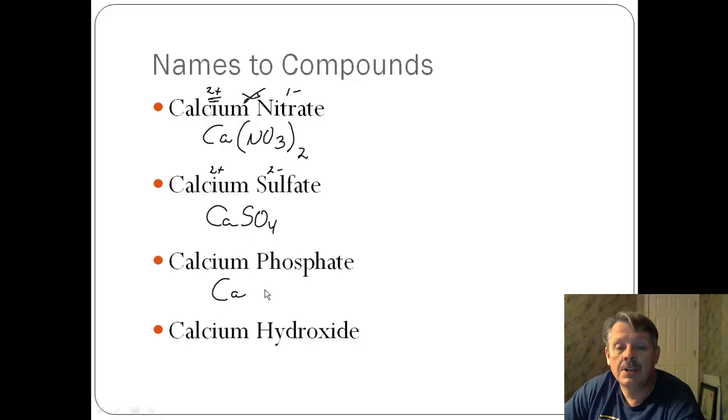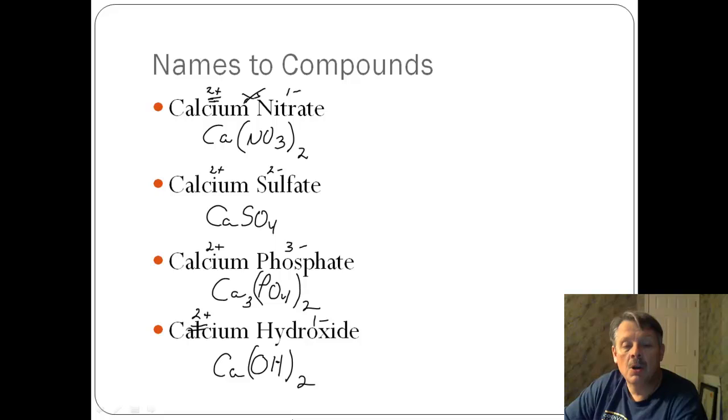Calcium phosphate. Calcium is Ca. Phosphate is PO4. Calcium is 2 plus. Phosphate is 3 minus. I crisscross them. I get 3 calciums and I get 2 phosphates. So I have to put phosphate in parentheses. And finally, calcium hydroxide. 2 plus, 1 minus, so I have calcium and I have hydroxide, but I have to have 2 hydroxides because of the 2 plus charge of calcium. So I have to put parentheses around the OH and put the 2. Guys, if you forgot the parentheses, which is very common to forget them, you must put them in. If you leave them off, that's an incorrect answer.